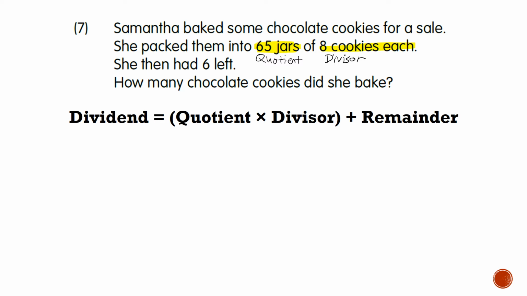Okay, now after she packed all these cookies into 65 jars, she had 6 left. When you see the word left, you know that this is the remainder. So I'm just going to put an R next to it. Okay, short form for remainder. Now, we have done questions like this before. If you recall, there was a question about packing cakes into boxes that we did, I think, last week. So go and take a look at that video so you can remember.